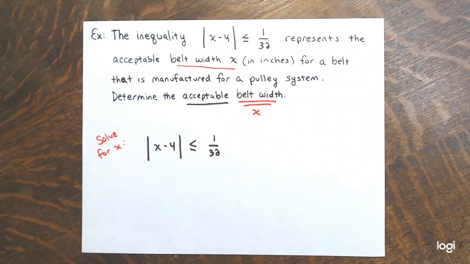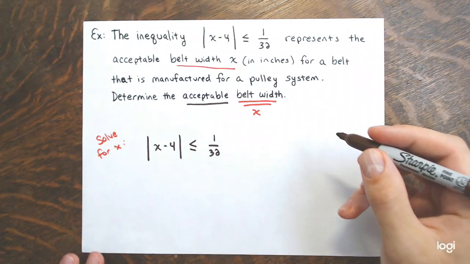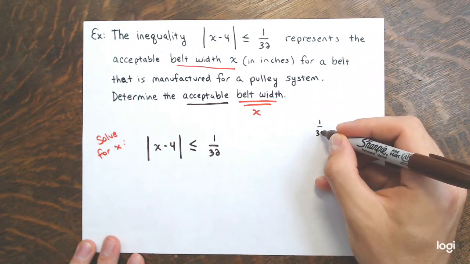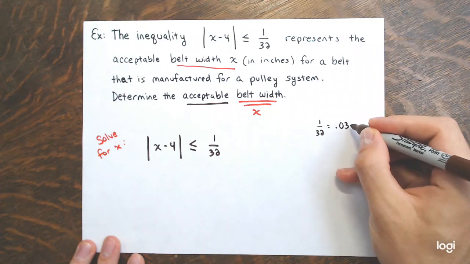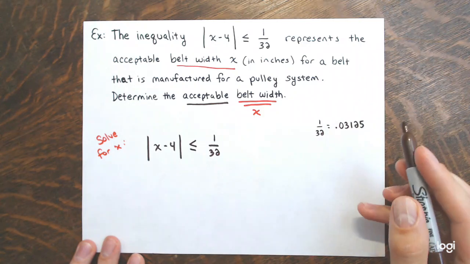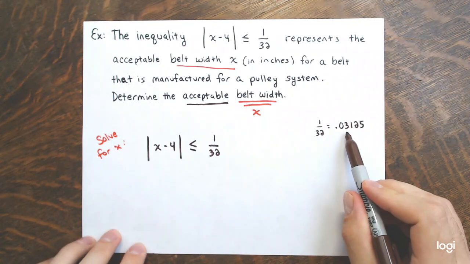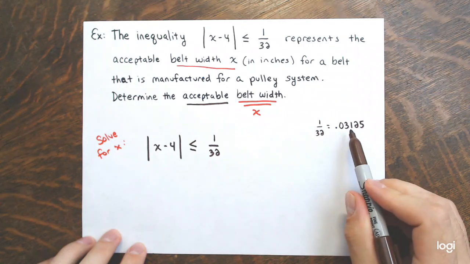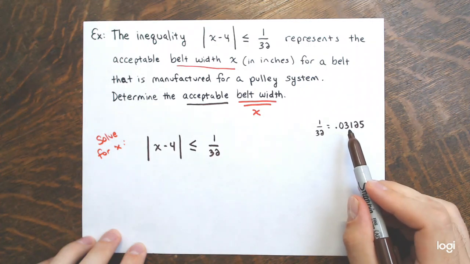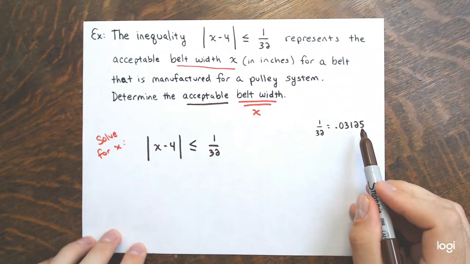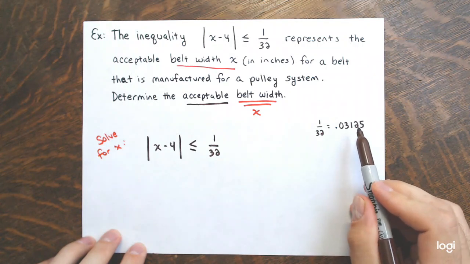1 divided by 32 is about 0.03125. I just punched that into the calculator, and I'll write that off to the side here. So 1/32 is 0.03125, a little over three hundredths. It's 3,125 ten-thousandths, or no, not ten-thousandths, that's thousandths, hundred-thousandths, my apologies. That's 3,125 hundred-thousandths.